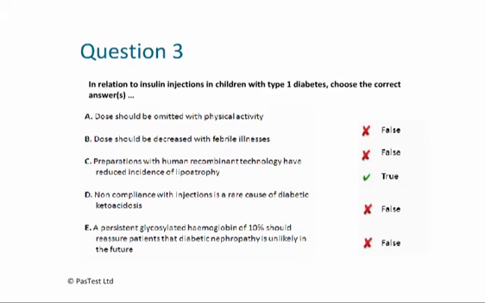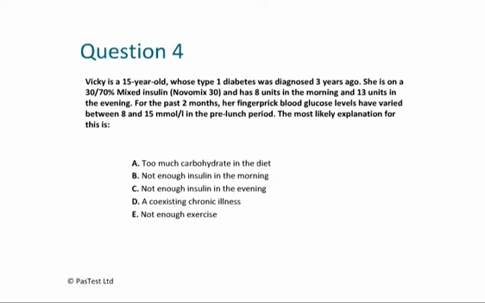Let us now examine question 4. Vicky is a 15-year-old child with type 1 diabetes, which was diagnosed 3 years ago. She is on a mixed insulin. She has 8 units in the morning and 13 units in the evening. For the past 2 months, her finger prick blood glucose levels have varied between 8 and 15 millimoles per litre in the pre-lunch period. Why may this be the case?